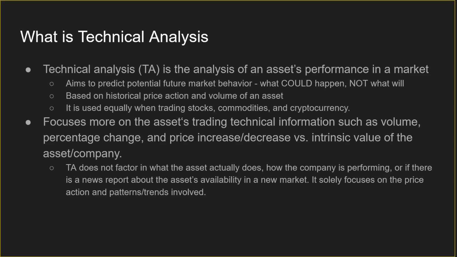So TA doesn't necessarily factor in what the asset actually does, how well the company is performing, or if there is a news report about the asset's availability in a new market. It just focuses on the price action and the patterns and trends involved and just the price charts. It doesn't even evaluate whether or not the company is beating earnings or increasing their revenue over a given time, or if the cryptocurrency in our case is seeing more adoption and more use. It's just based on whether or not the price increases or decreases and other factors that you will see on a technical chart.